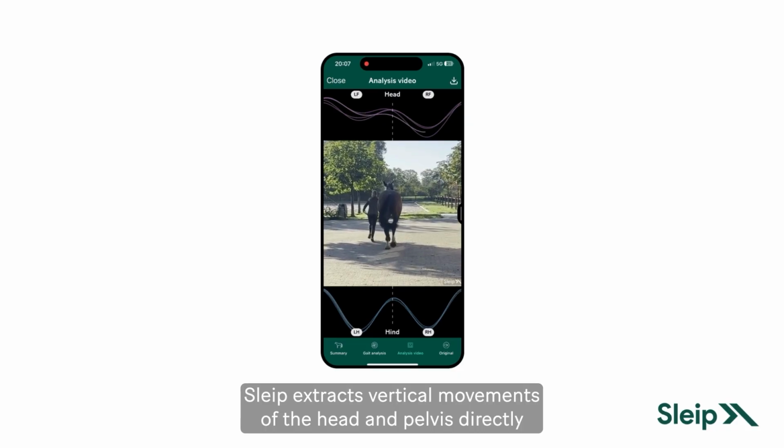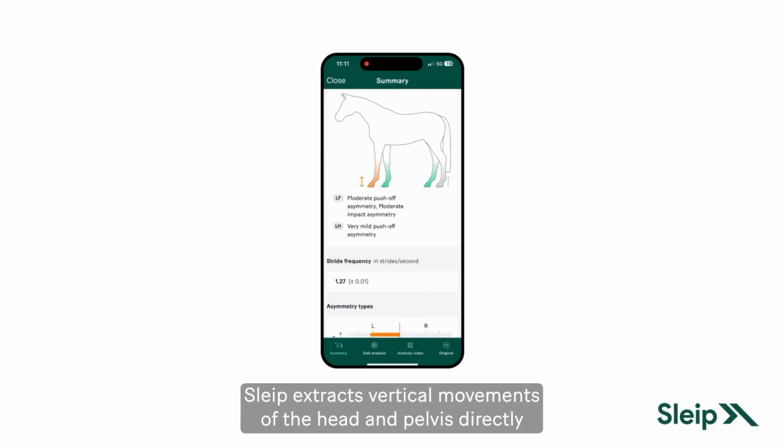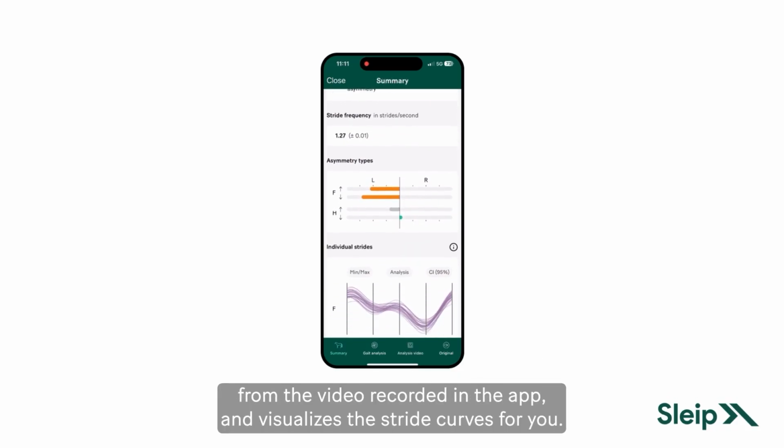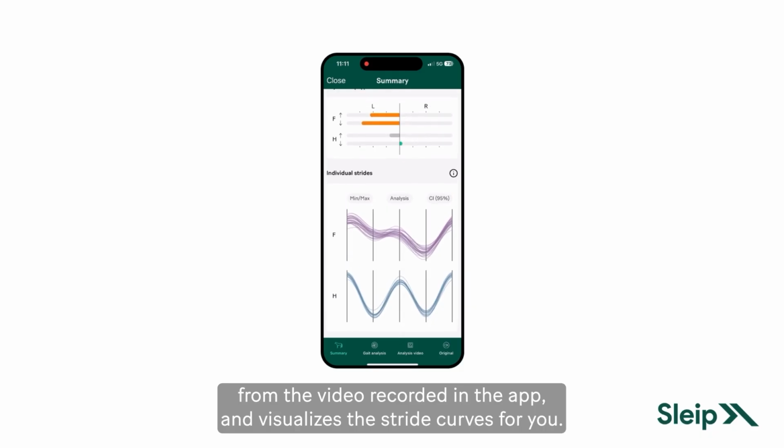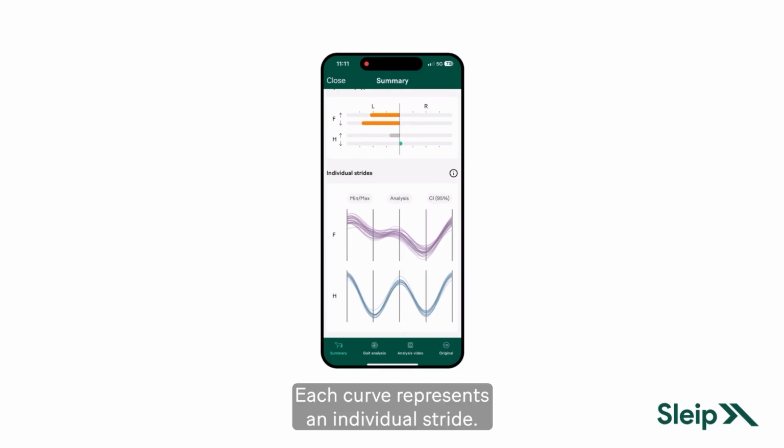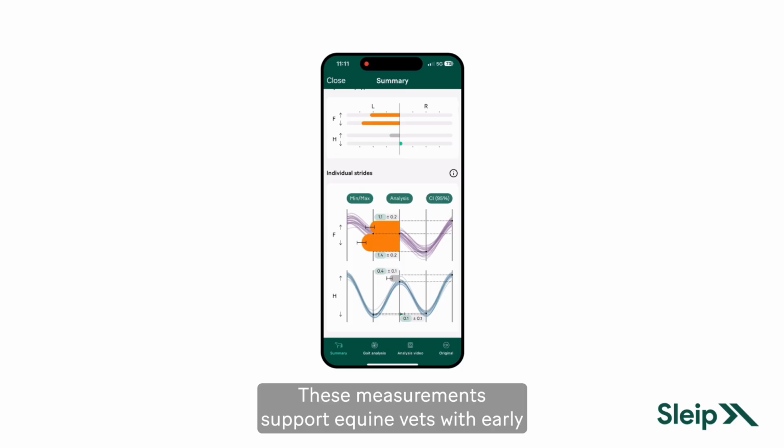Sleip extracts vertical movements of the head and pelvis directly from the video recorded in the app and visualizes the stride curves for you. Each curve represents an individual stride. These measurements support equine vets with early diagnosis and targeted treatment decisions.